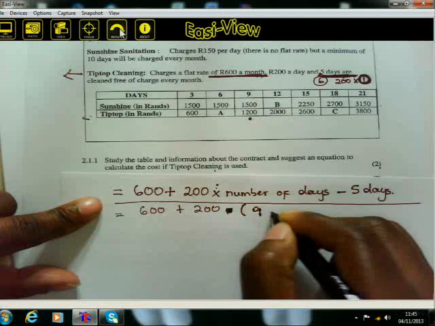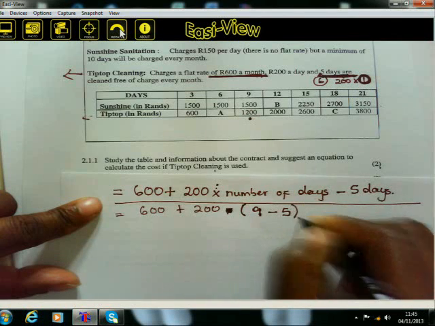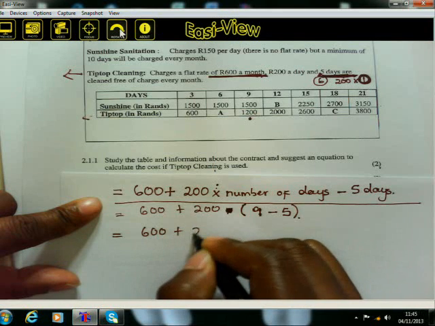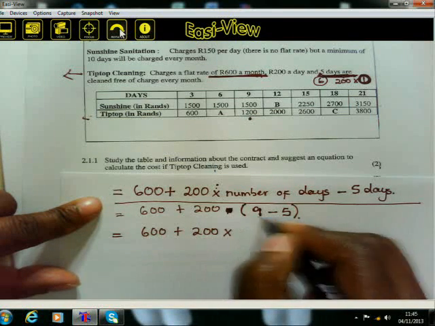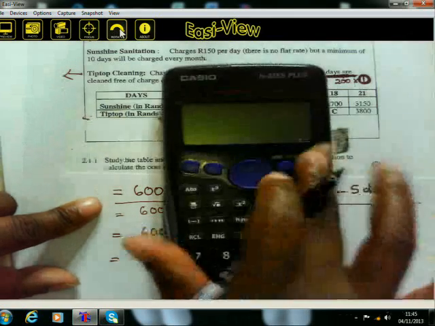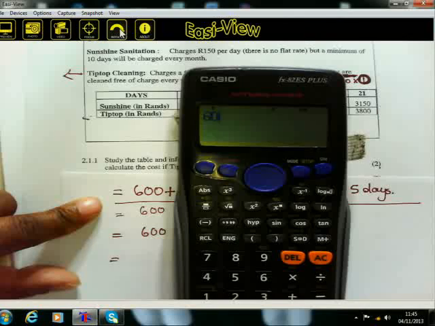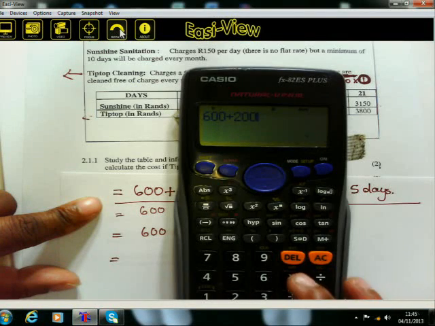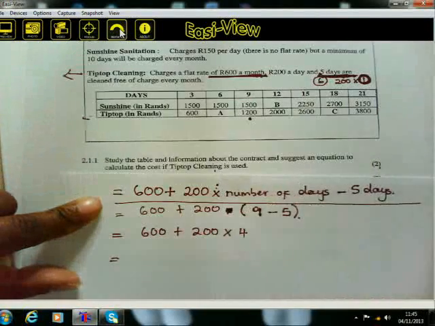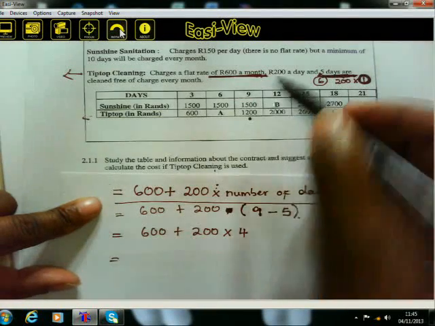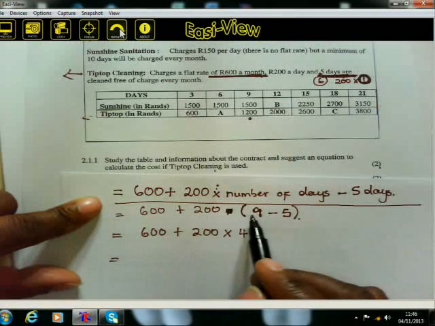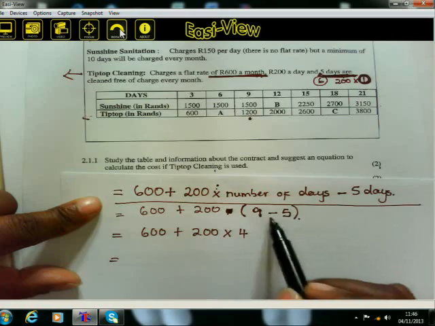But from that line, there is 5 days, which the company is not going to pay for. So it's 600 plus 200 multiplied by 9 minus 5. It's 4. Let us just check that we'll get 1,200. It's 600 plus 200 multiplied by 4. It's 1.4. What happened? Is it 9 days? Tip top, 1,200. It's 200 multiplied by 9 minus that.